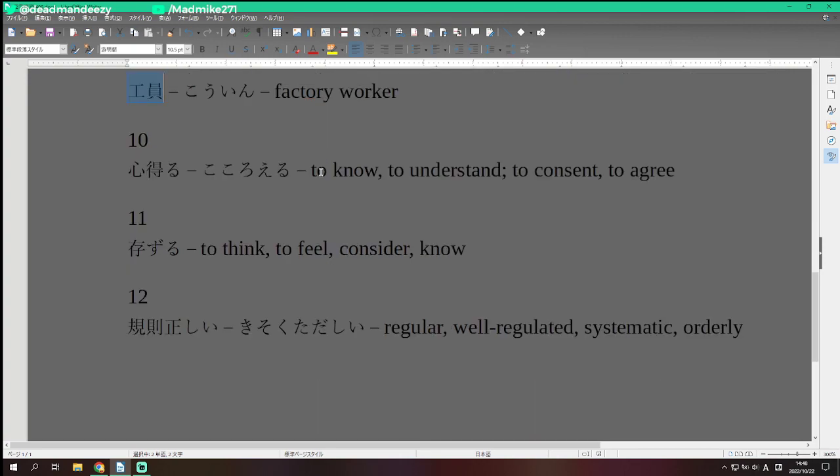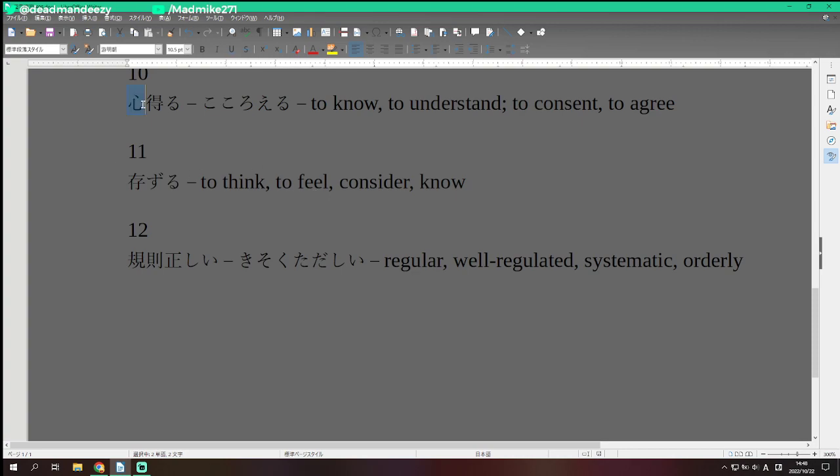Number 10 is kokoroeru. Kokoro on the left side can either mean mind or heart, depending on the situation. In this case, we're talking about the mind. And eru on the right side is to earn or to gain. So kokoro eru is to gain something or learn something in your mind. To know, to understand, or to consent or agree to something. Kokoro eru is to consent, agree, or to know something. To add it to your personal knowledge repertoire.